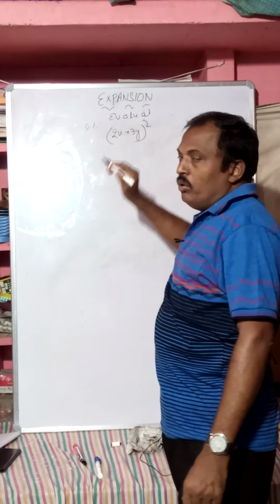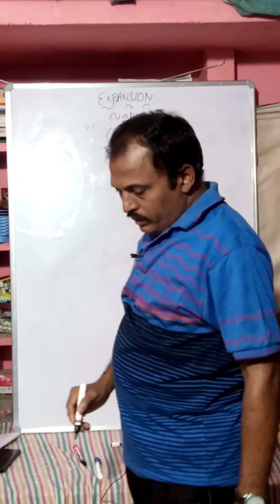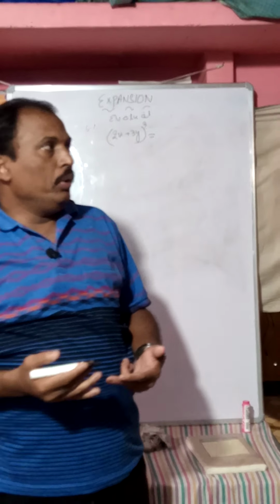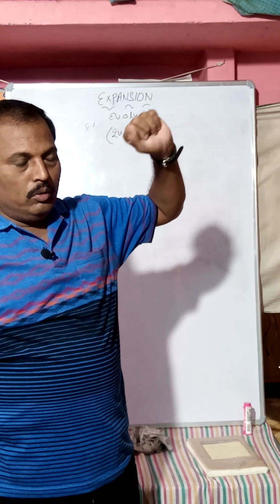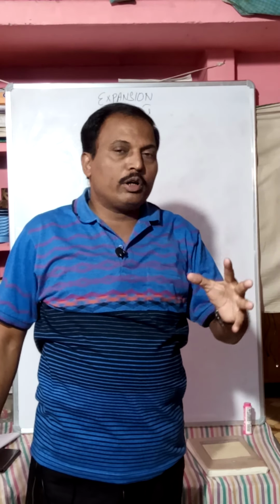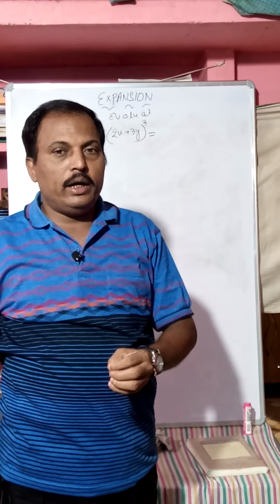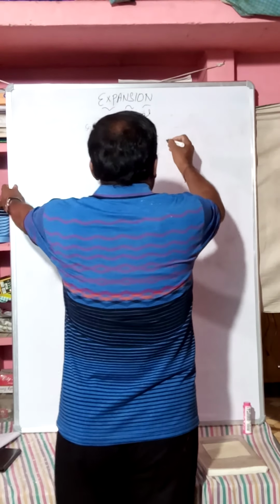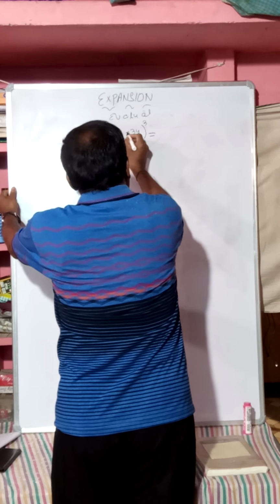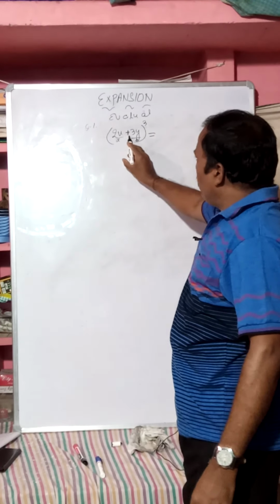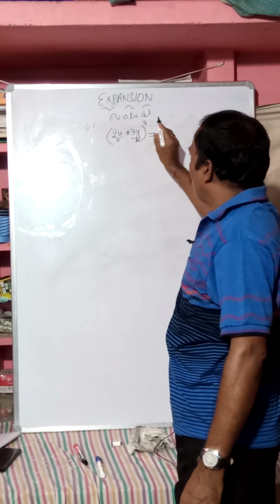2x plus 3y whole cube, not whole square, that is whole cube, that is equal to, here which formula we apply here, a plus b whole cube. We know a plus b whole cube is equal to a cube plus 3a square b plus 3ab square plus b cube. Now first is a cube, here this is a and this is b, here in middle that is plus, before plus that is a, after plus that is b.